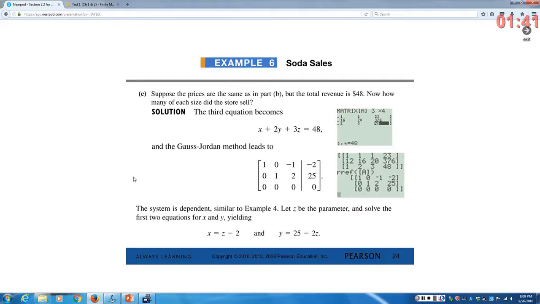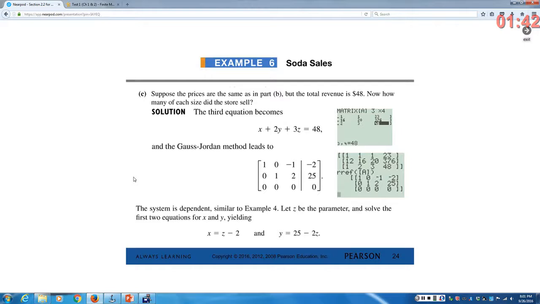And on this page, let's see. This one changes, but the total revenue is $48. And you do get a row of zeros across the bottom. Well, 0 equals 0 is true. So there's more than one solution possible with that price.